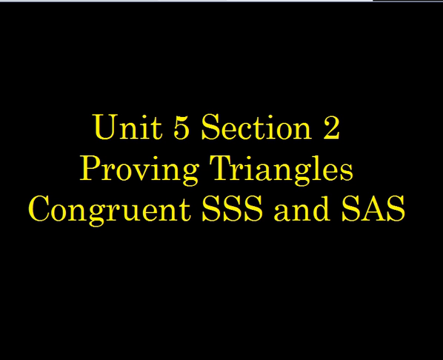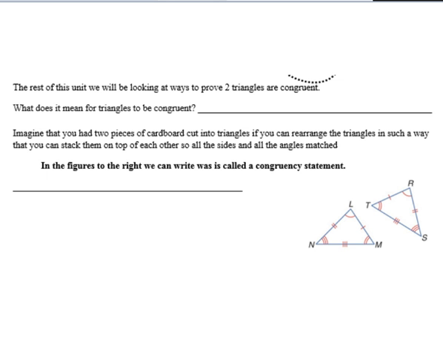We are now going to be looking at ways to prove that two triangles are congruent, or ways to prove that two triangles are the same. Our methods that we are going to be looking at today are SSS and SAS, also known as Side-Side-Side and Side-Angle-Side congruency. So let's take a look at what these are all about.